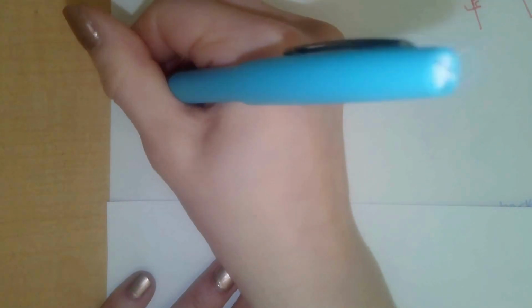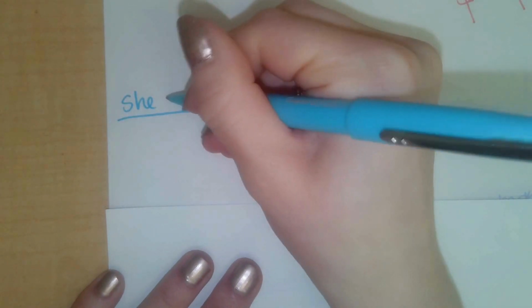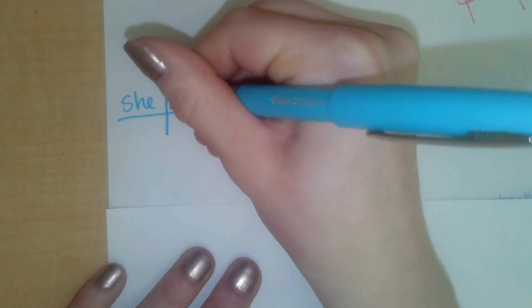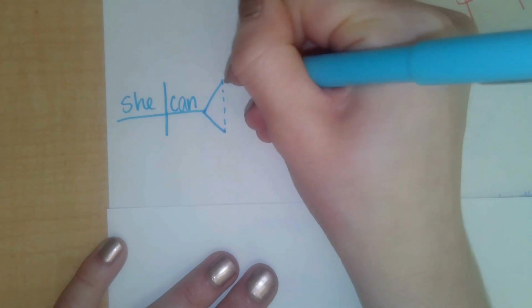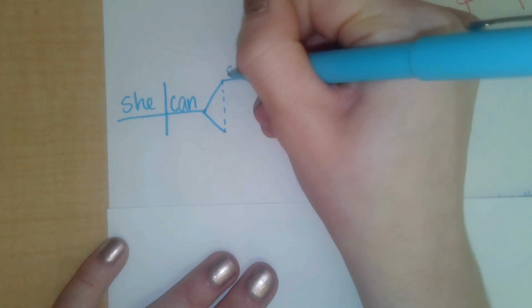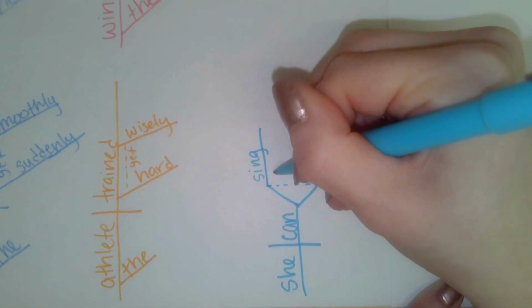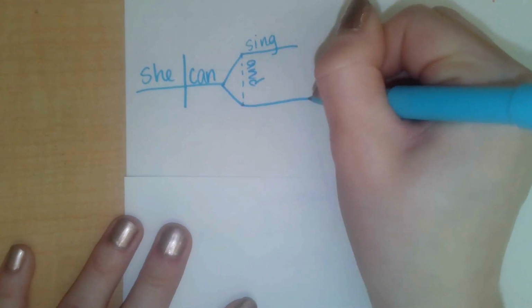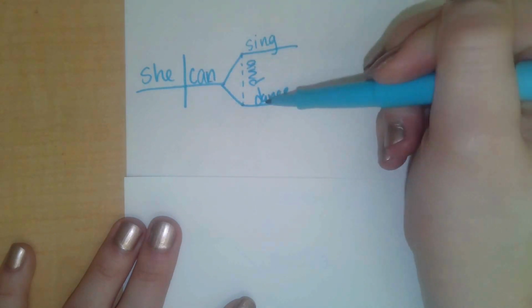She is our subject. Our horizontal line, vertical line. Then continuing on the horizontal line is can, that helping verb. Then we split it for the main verbs. She can sing, and is our conjunction. And then our second main verb, she can dance. She can sing and dance.